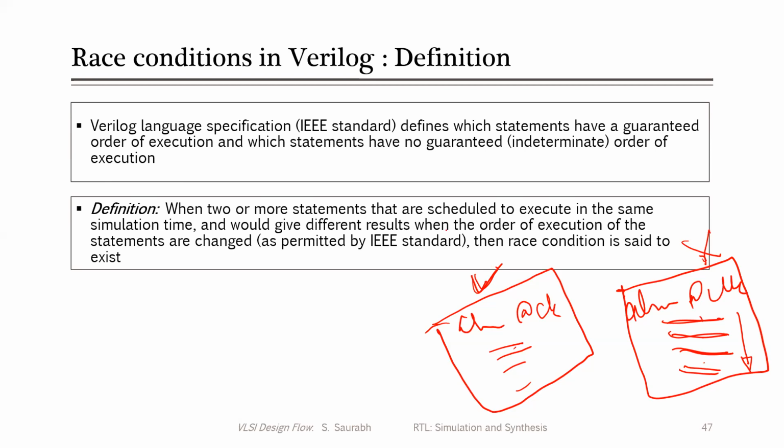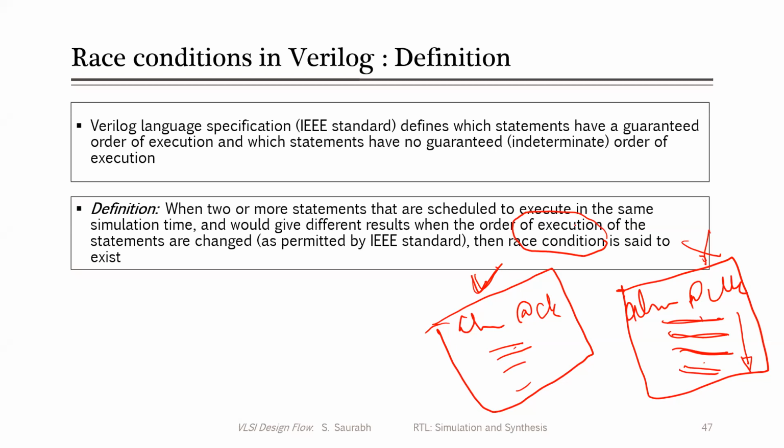When two or more statements that are scheduled to execute in the same simulation time would give different results when the order of execution of statements is changed, then a race condition is said to occur. So what is the basic definition of a race condition? If you have a Verilog code, and you change the order of execution of that code as permitted by the IEEE standard, and the result will vary, then you say that there is a race condition in our code, and we should avoid that.